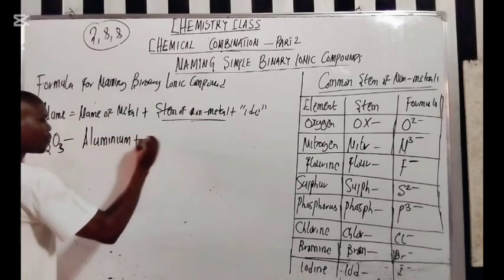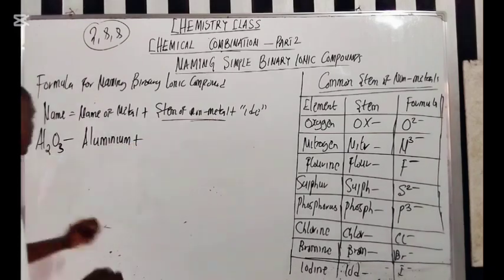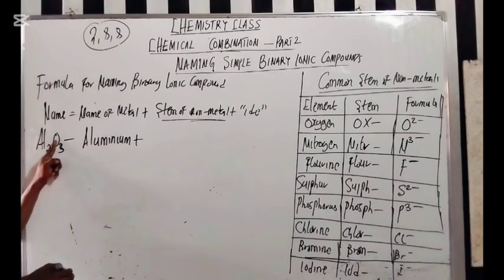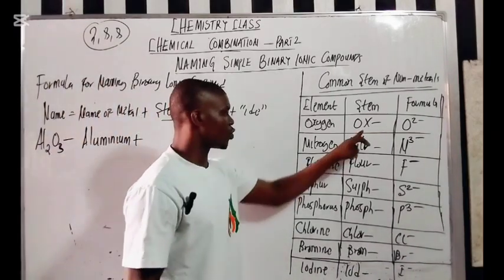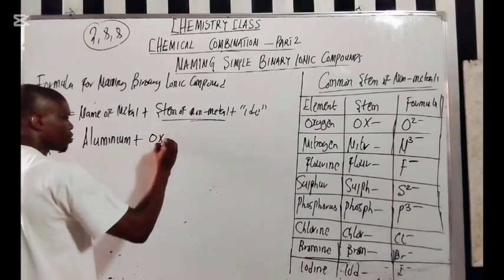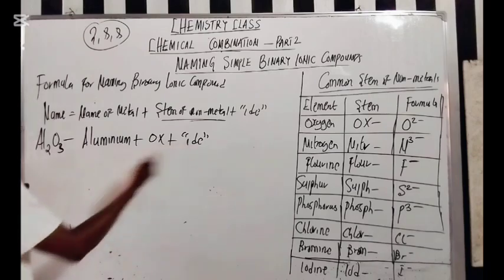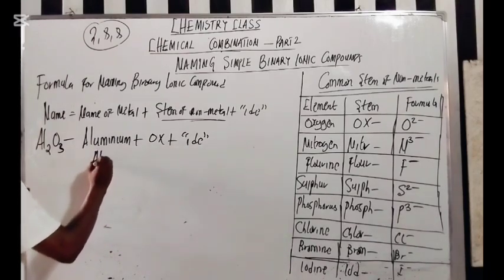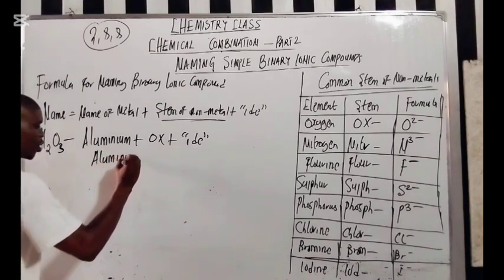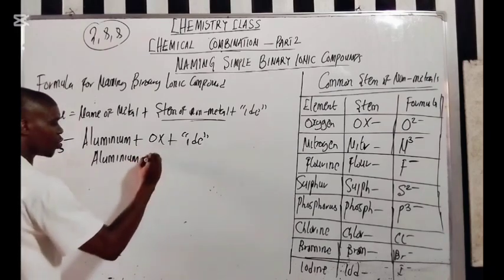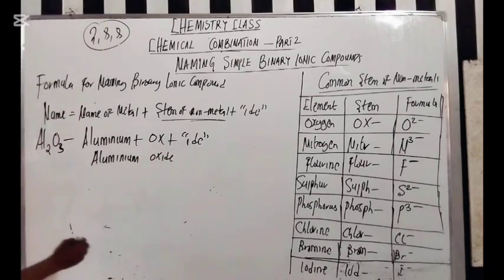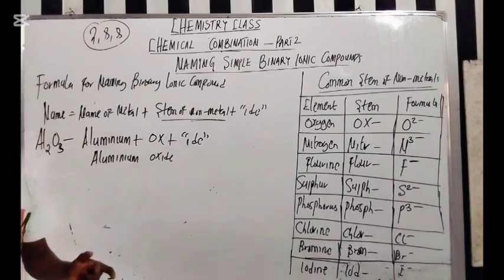Aluminium plus stem of non-metal. The non-metal here is oxygen. What is the stem of oxygen? Ox. So we have ox plus ide. When you combine it together, it's going to be aluminium oxide. So the name of this guy is called aluminium what? Oxide. It's very easy.